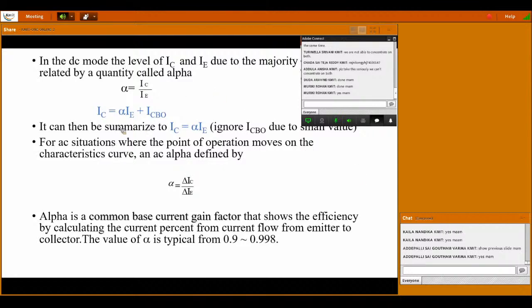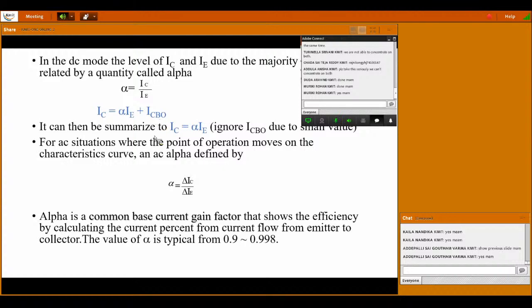Total amount of collector current is alpha IE plus ICBO. What is ICBO? Leakage current, when the base is open circuited. When the base is open circuited, no carriers can diffuse into the base. But we have connected a reverse bias voltage across the collector to base junction, so the minority charge carrier movement from base to collector gives the leakage current. Hence, ideally the total current is the summation of alpha IE plus the leakage current. If we neglect the leakage current, then IC is approximately equal to alpha IE.